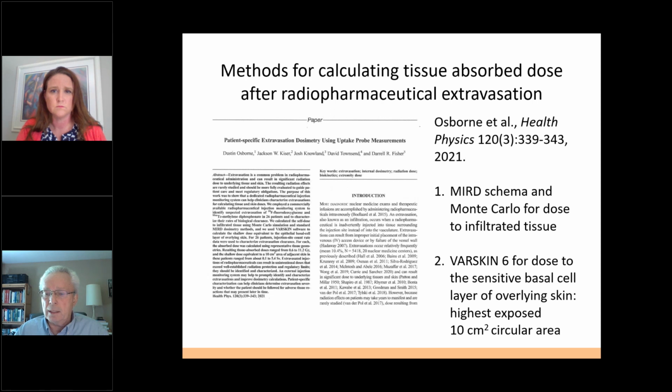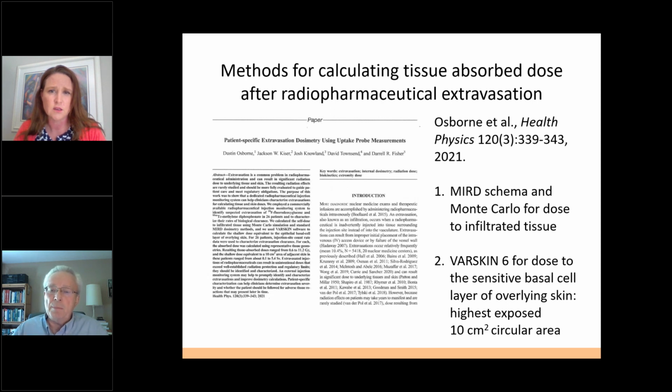That dose is calculated for a reference area of 10 centimeters squared as a circular area. To calculate dose to the infiltrated tissue, we can use the common Medical Internal Radiation Dose (MIRD) schema, combined with Monte Carlo to calculate that dose. So before this, was there a method to measure dose before this article came out?